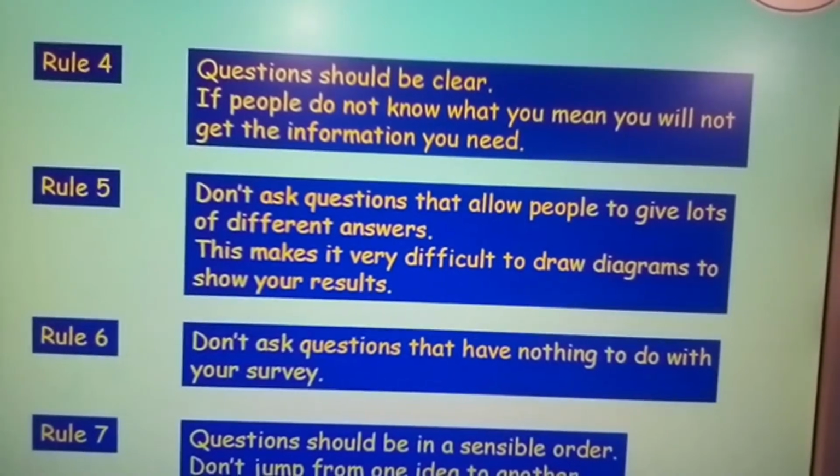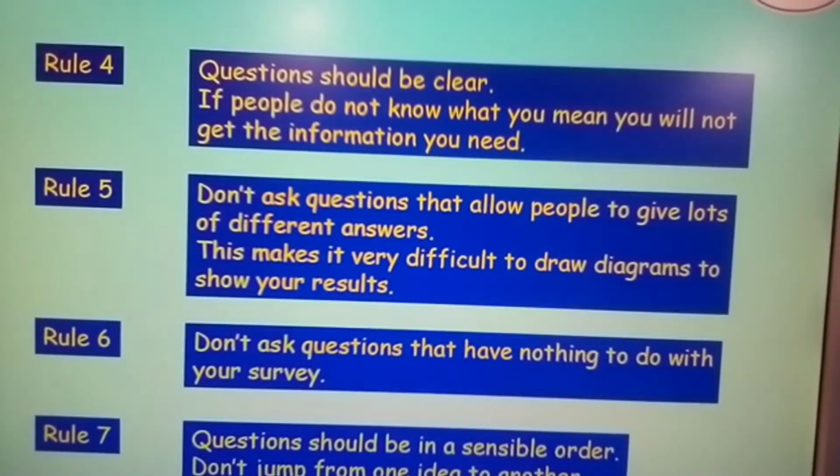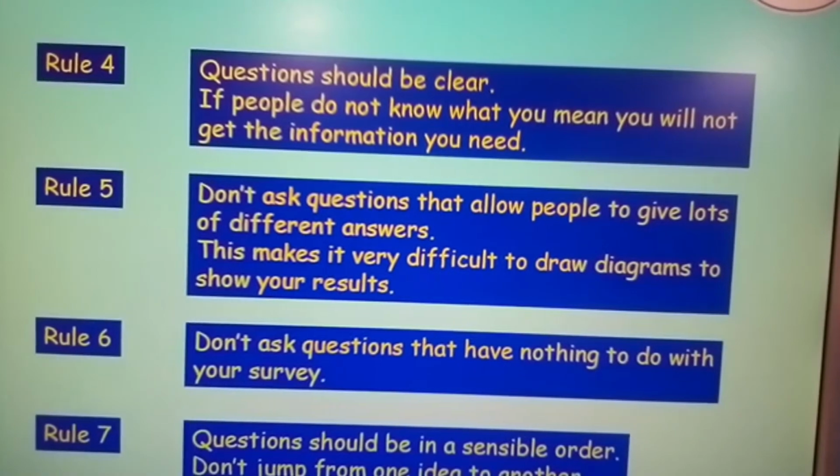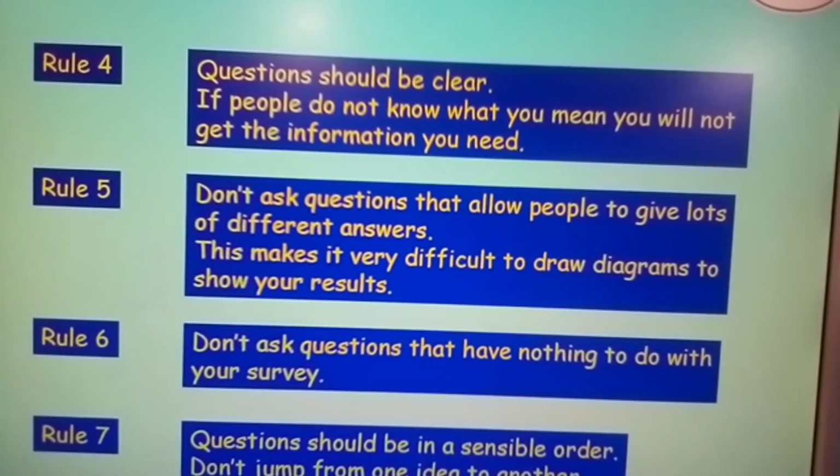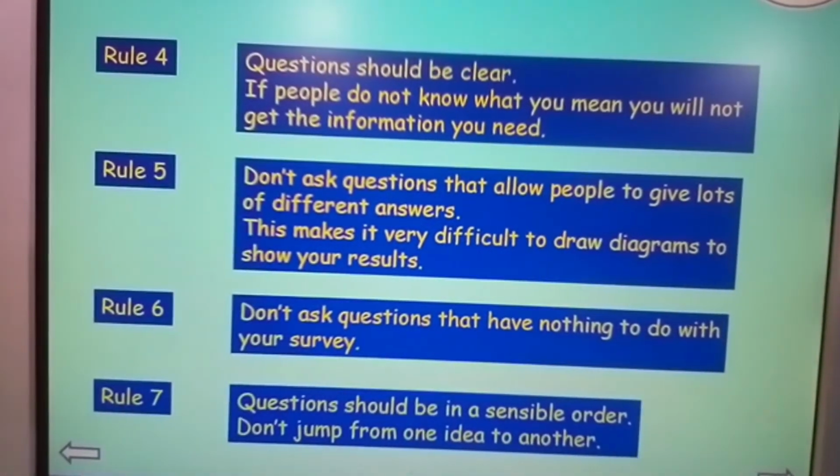Data collection, rule 4. Questions should be clear. If people do not know what you mean, you will not get the information you need. We just pan back, make sure we get this in view.